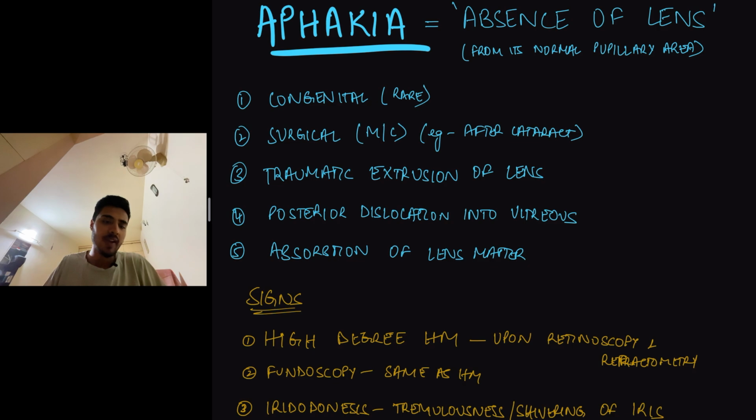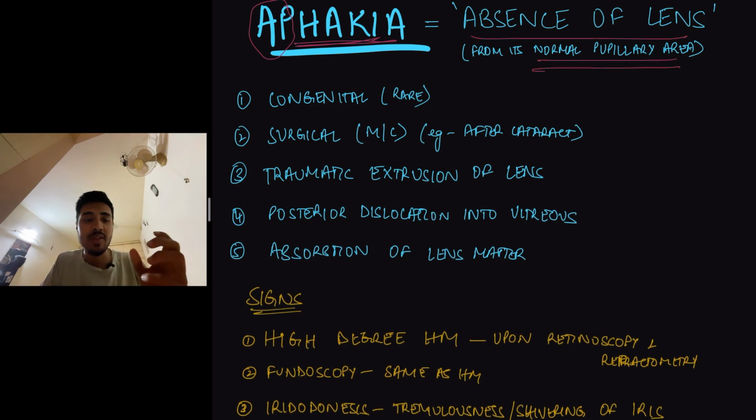So today we'll be covering a very short topic, that is aphakia. Now phakia means lens in ophthalmology and A usually means absence. So the absence of lens from its normal pupillary position. The normal position of lens is known as pupillary position, and if the lens is absent from that position, it is known as aphakia.